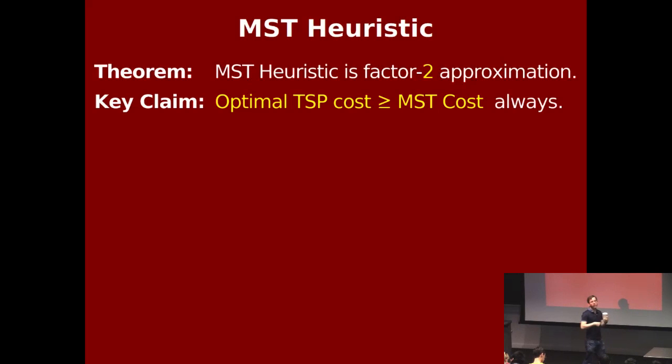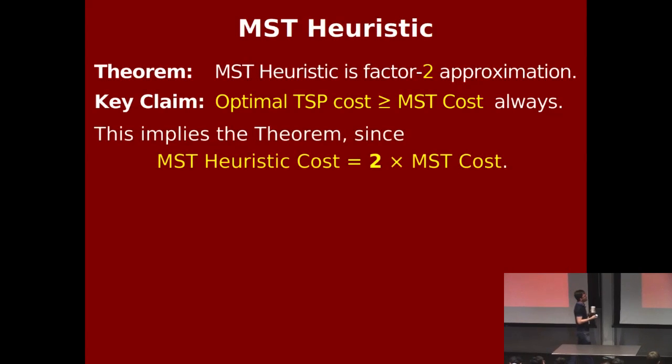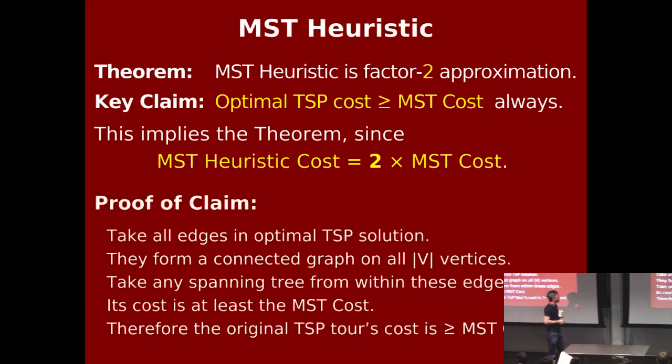Well, if you're trying to find a cheap tour that visits all the vertices, you can never beat the MST cost. Well, let's see why that is. First, once we have that, then we know that proves the theorem, because the MST heuristic cost is twice the MST cost. So that proves it. Here's the claim.